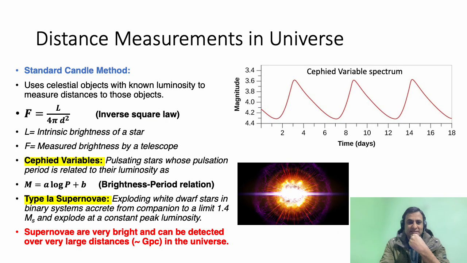The second method, which is very common for measuring the distance of objects that are very far away from Earth, is called the standard candle method. Now, you know what a candle is, right? The standard candle means that if you know a candle very well, you can use it as a standard candle.